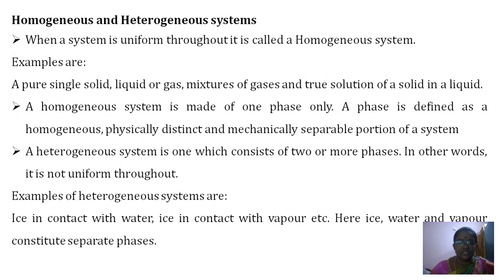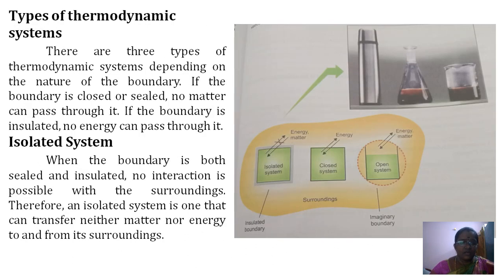A heterogeneous system is one which consists of two or more phases. In other words, it is not uniform throughout. For example, ice in contact with water. Water is in the liquid phase and ice is in the solid phase. Ice in contact with vapor: here ice is in the solid phase and vapor is in the gaseous phase. So here ice, water and vapor constitute separate phases. So there are thermodynamic systems.